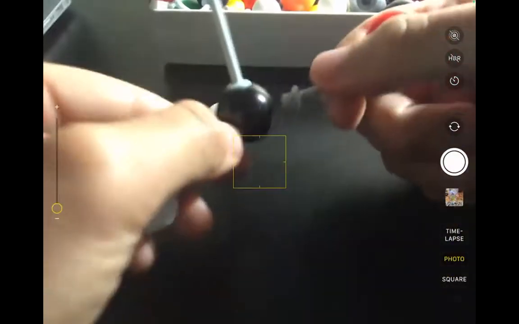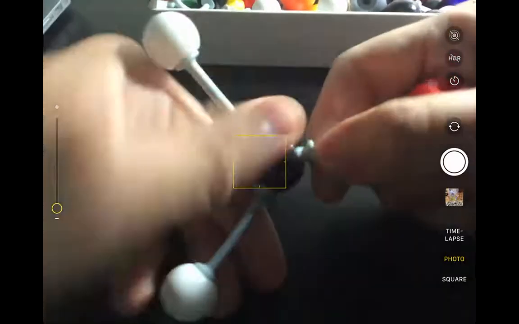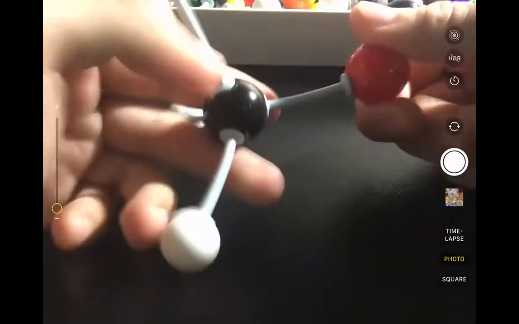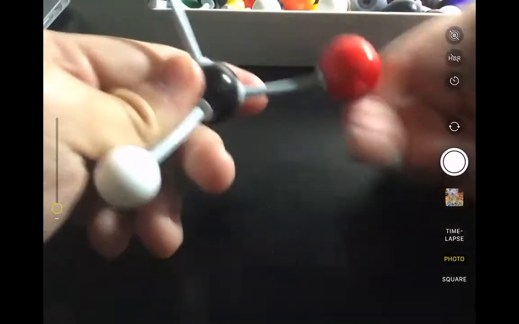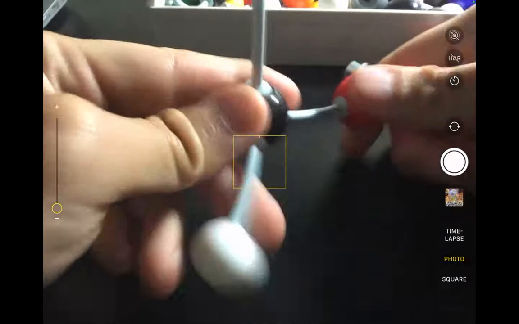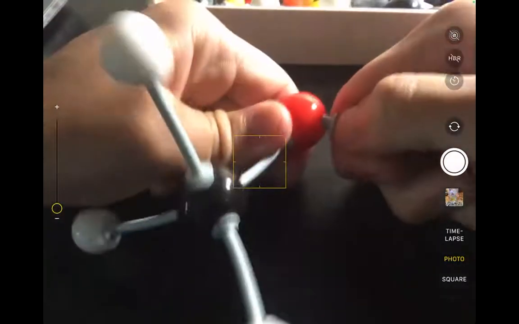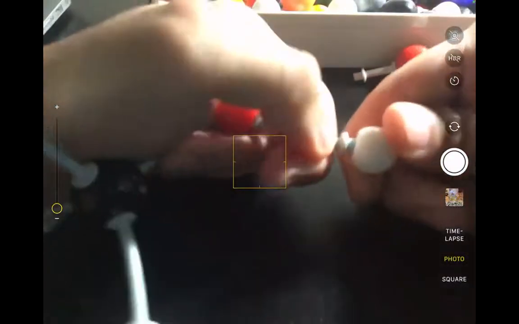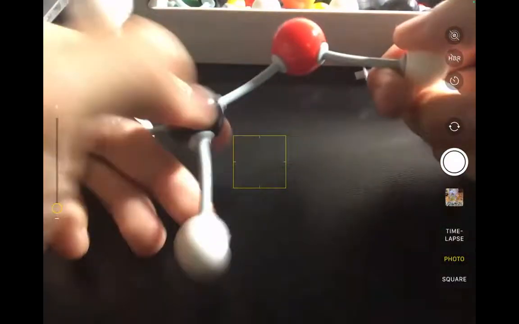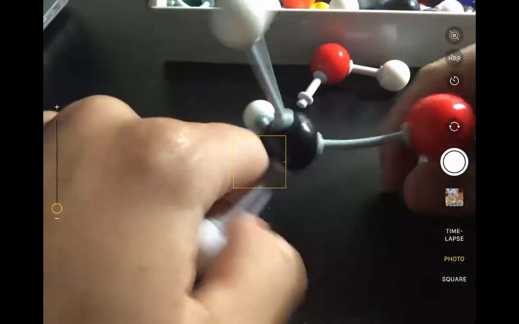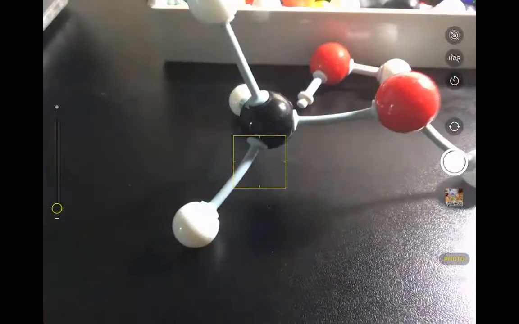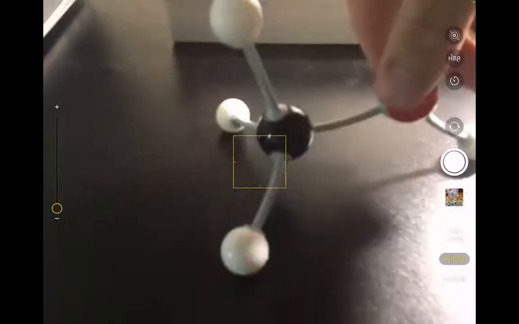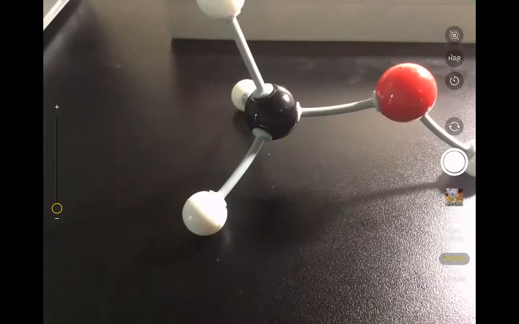So here's my carbon with the 3 hydrogens. It's connected to oxygen. Oxygen is going to be red in this scenario. And then I'm going to connect this with another white sphere. So this is going to be methanol.